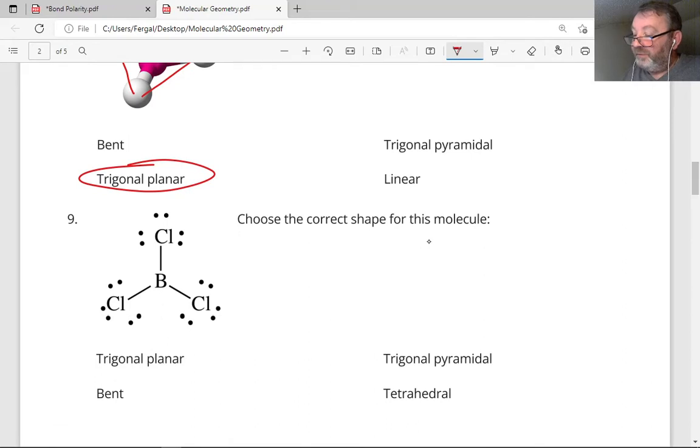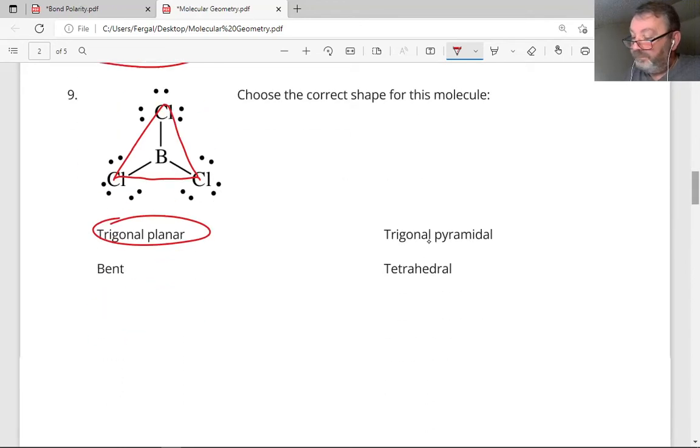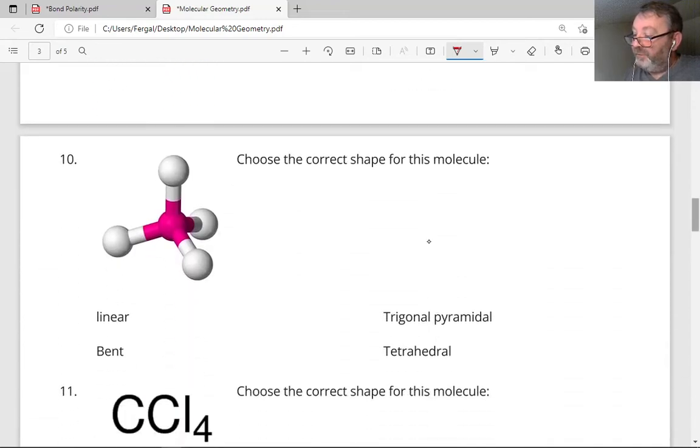Choose the correct shape for this molecule. Again, look, no electrons left around the center. So that means we've got another flat triangle. So it's trigonal planar. Choose the correct shape for this molecule. Our favorite. This is our tetrahedral molecule with bond angles, if you remember, of 109.5 degrees.